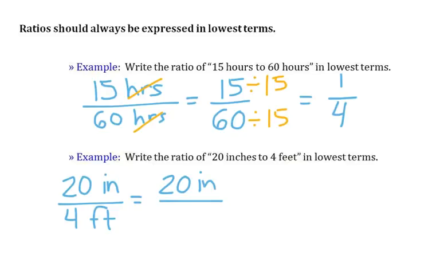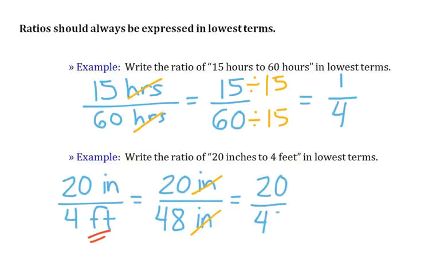So if I have 4 feet, and we know that there are 12 inches in 1 foot, 12 times 4 tells me this is really equivalent to 48 inches. Now this one will proceed much like our first example. The units of measurement are now identical, and we can think about reducing 20 over 48.